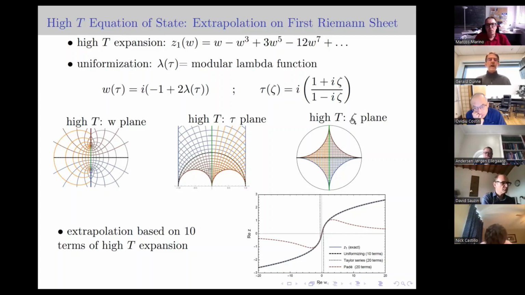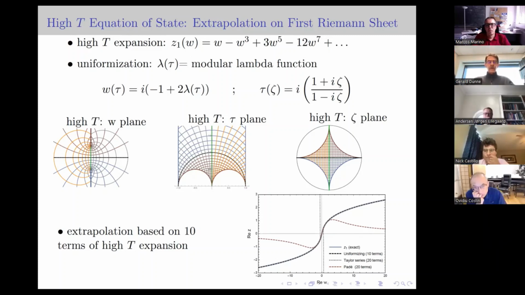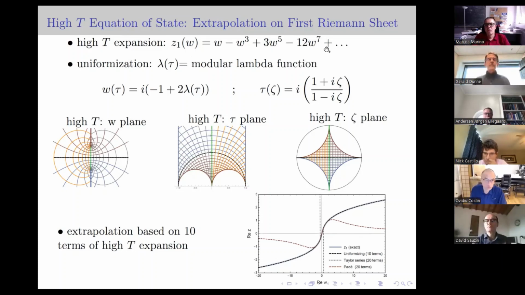So now imagine we're in a situation where we only had this original mu expansion to some finite order. That translates into this equation of state to some finite number of terms in this W expansion for Z, but that's an expansion generated on this first sheet, where we expand around W equals 0 on the first sheet.